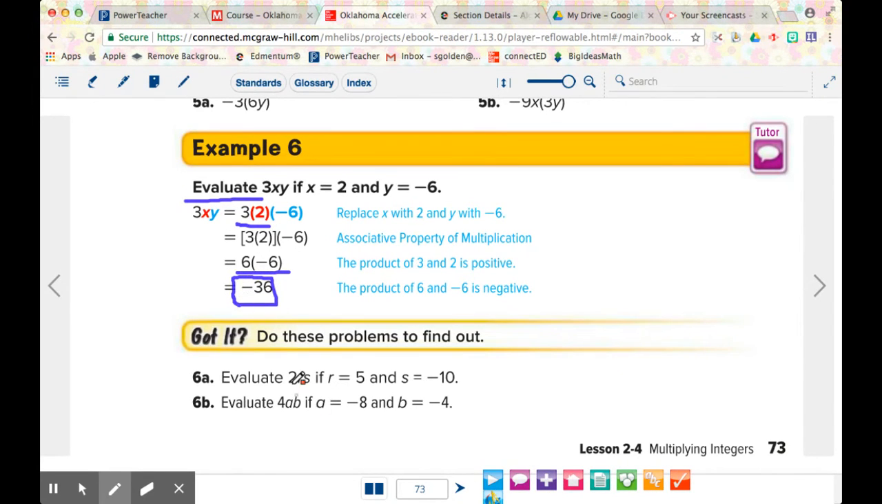Okay, so I want you to do 6a and 6b on your own. So we have evaluate 2rs if r is 5 and s is negative 10, and evaluate 4ab if a is negative 8 and b is negative 4.